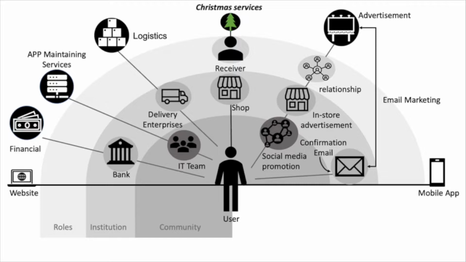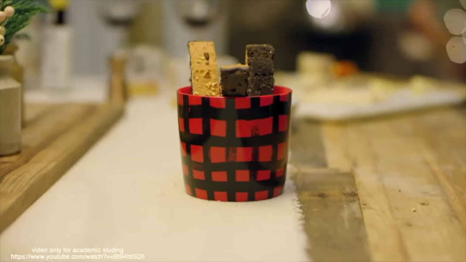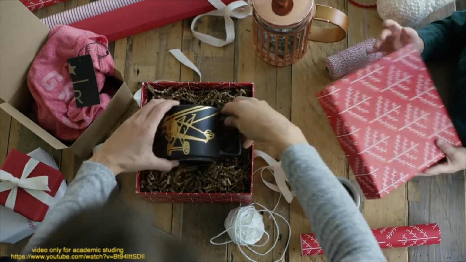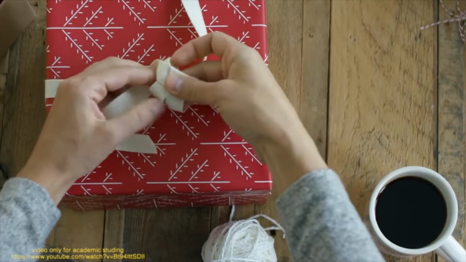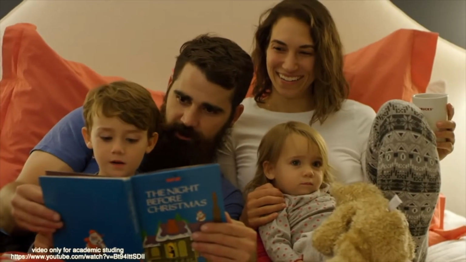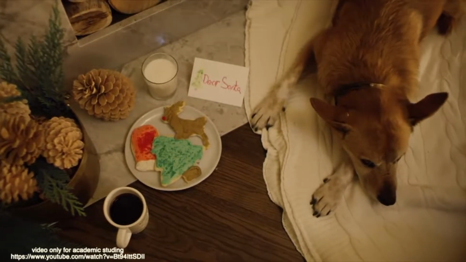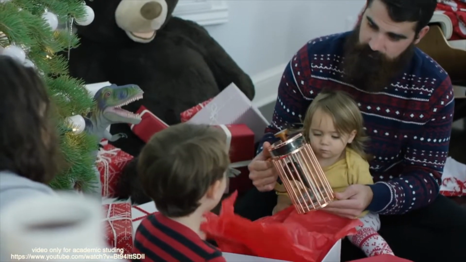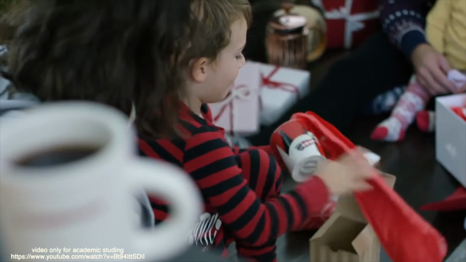In my part, I'll use an ecosystem map to explain the connections between different stakeholders in our case. While users browse Starbucks website or use its mobile app to order Christmas gifts for their friends and families, they may link with many different communities, institutions, and roles, such as shops, delivery enterprises, and email suppliers.